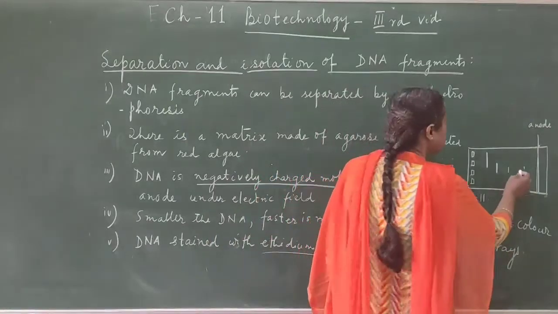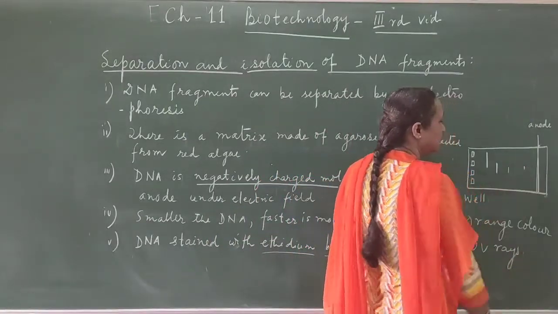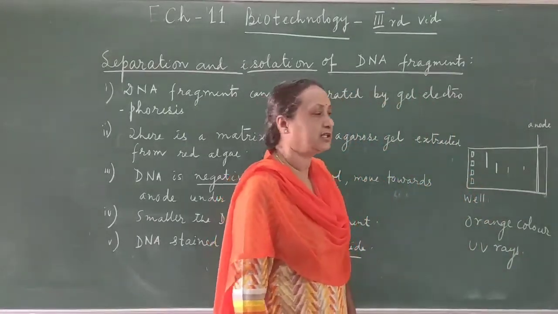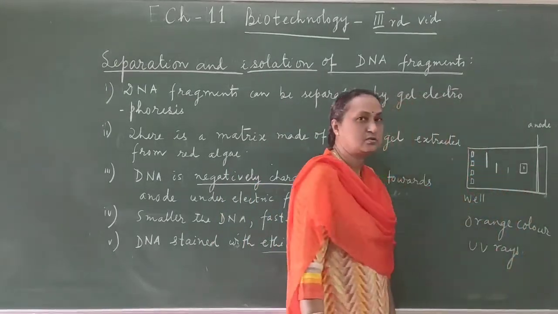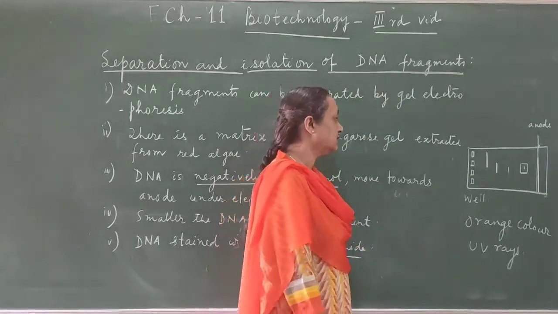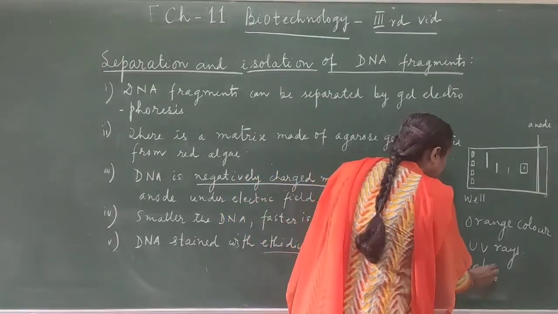Now suppose this is the desirable DNA you want for making the recombinant DNA. Then this piece of the DNA is cut out with the agarose. And this is called elution.